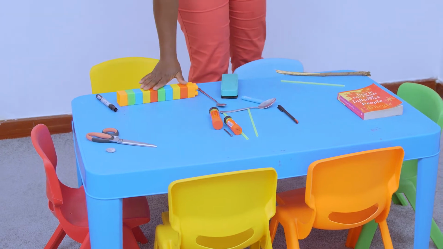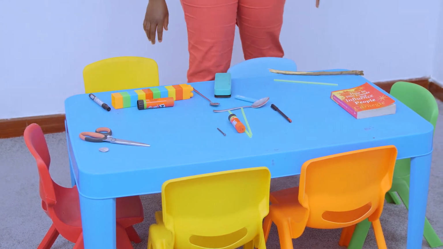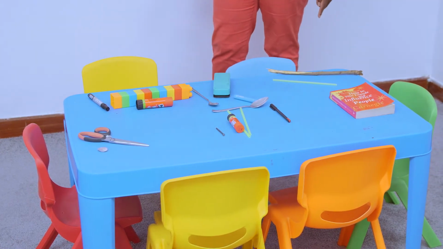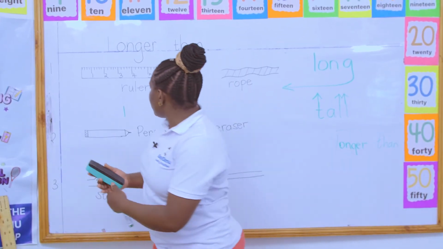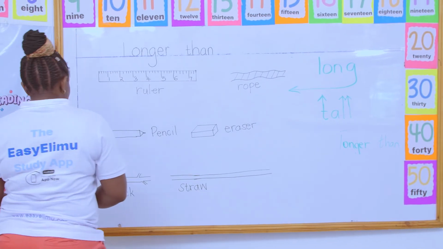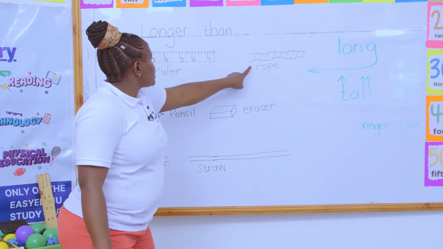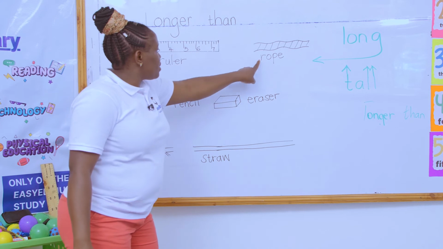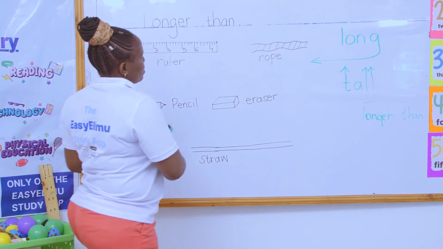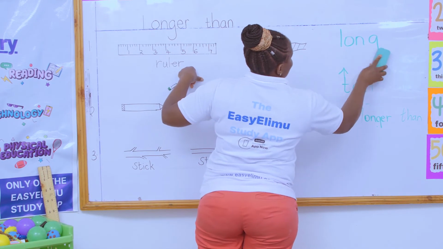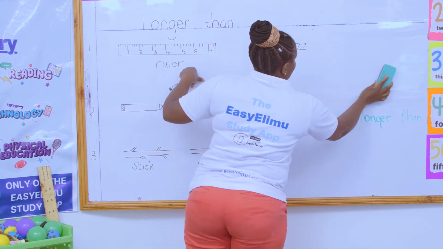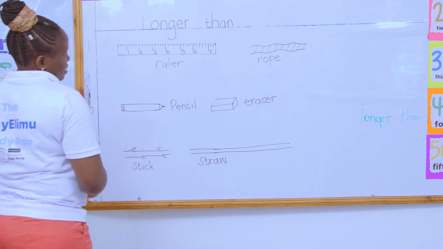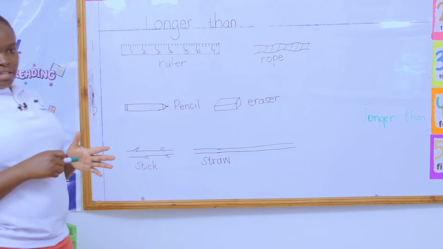You cannot compare these blocks and the glue stick. Are we together? So look at the work on the board. Now we have a ruler. Look at the ruler and look at the rope. Let's compare this ruler and the rope. Who can tell me something using the word longer than? A sentence using the word longer than. We are talking about the rope is longer than the ruler.